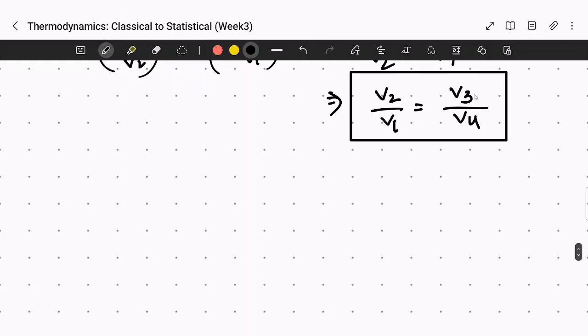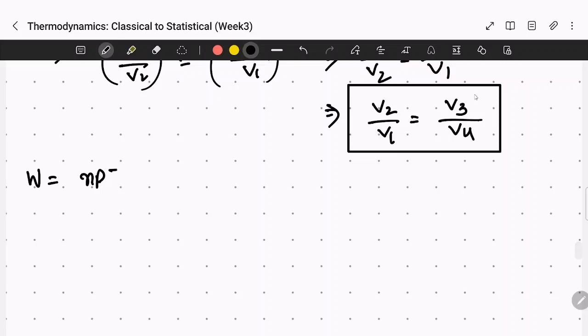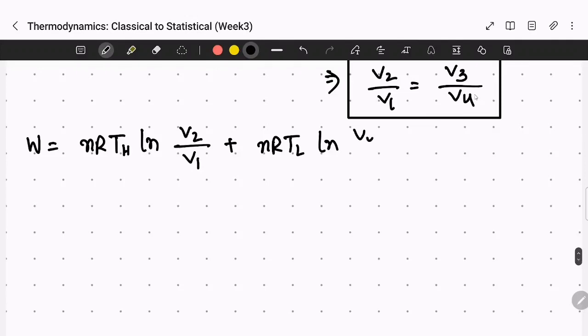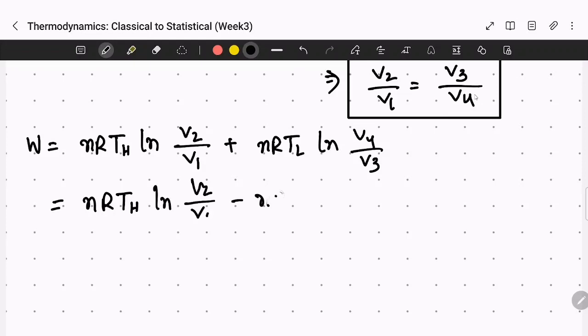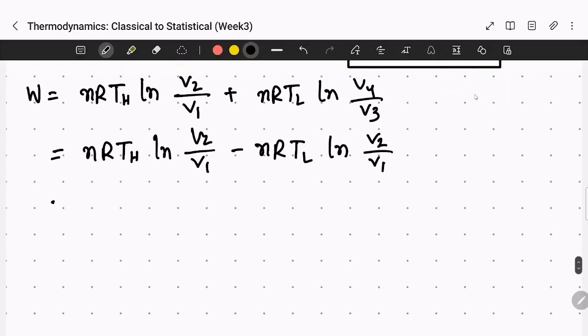Okay. So now if this is the case, we have to calculate the W. What is W? W is nRT_H ln V2 by V1 plus nRT_L ln V4 by V3. What is V4 by V3? So it is nRT_H ln V2 by V1 minus nRT_L ln V3 by V4. So what is V3 by V4? It is again equal to V2 by V1. Just write it. So it will be nR(T_H minus T_L) ln V2 by V1.